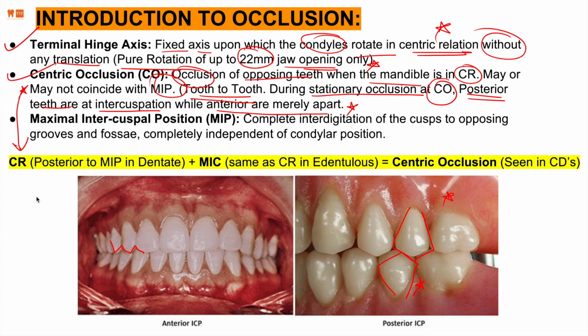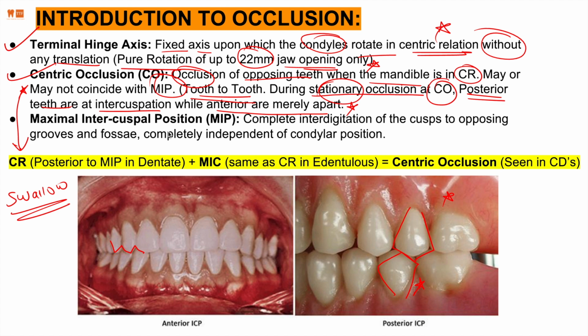So try it. Try closing your mouth, touching the teeth as if you're biting, and holding it in a stationary position. Now pull your mandible back a little bit behind, and that's your centric relation. If you can't get that, try swallowing. If you swallow with your mouth closed and teeth touching, that makes your centric relation. At this position, you'll notice that your anterior teeth are slightly apart. And that's centric occlusion. Occlusion of teeth at centric relation.